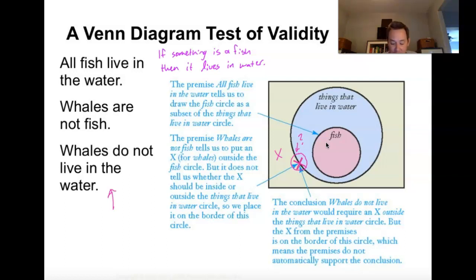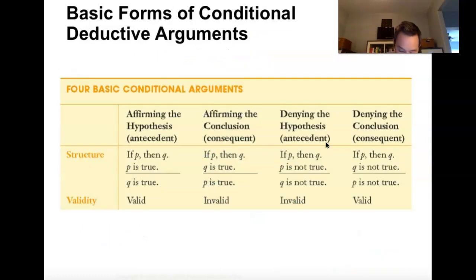So based on where we place this X, we're going to say that this argument is invalid. So its logical structure does not hold up. Because of that, it cannot be sound if it's not valid. So just invalid.